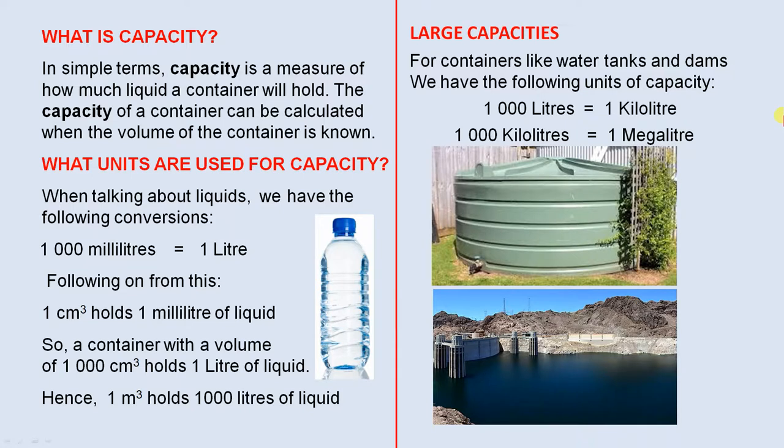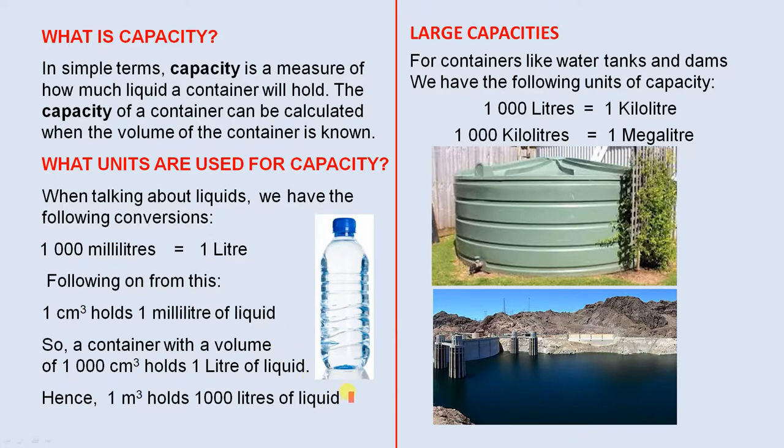When talking about liquids, we have the following conversions. 1,000 millilitres is 1 litre. Following on from this, 1 cubic centimetre holds 1 millilitre of liquid. So, a container with a volume of 1,000 cubic centimetres holds 1 litre of liquid.